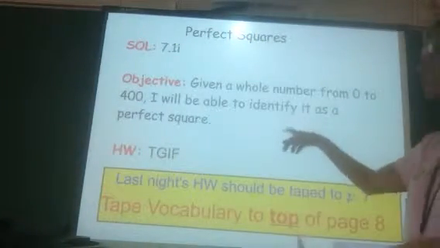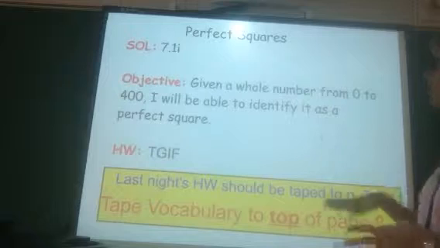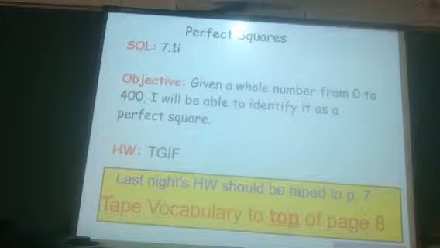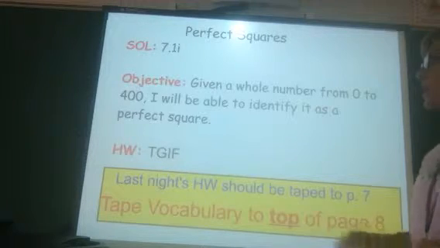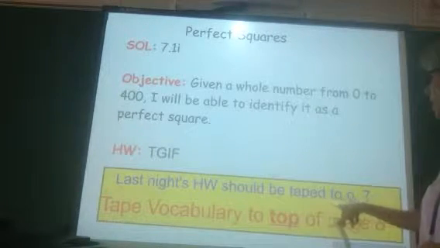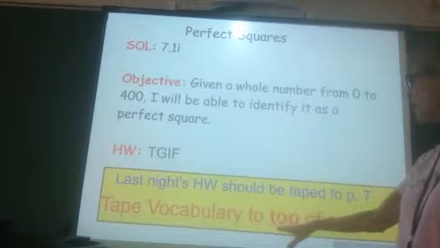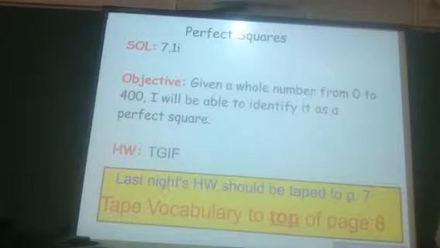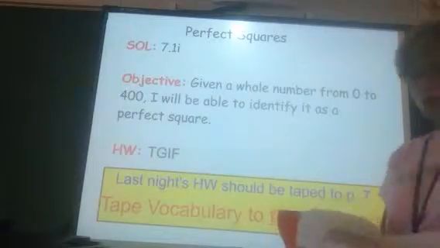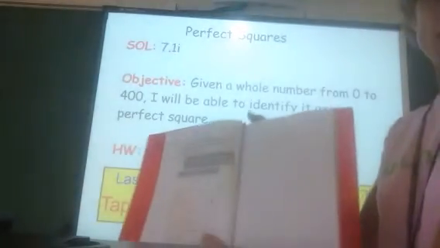Okay, so our lesson on perfect squares is you're going to be given whole numbers from 0 to 400. You'll be able to identify it as a perfect square. Last night's homework should be taped to page 7, just fold it in half, and then you're going to take the vocabulary to the top of page 8, which you can see here I have done.